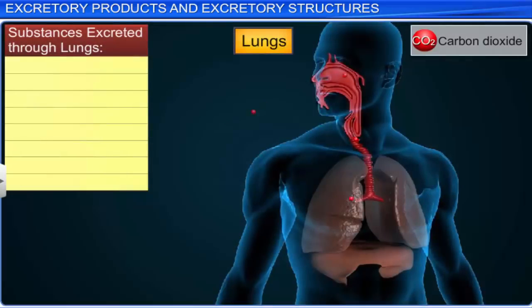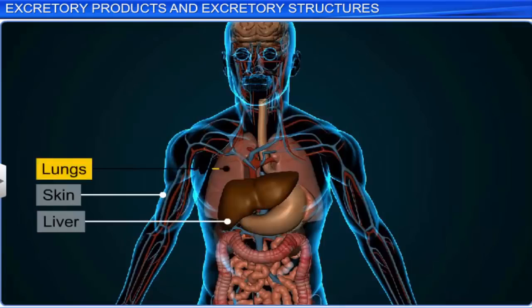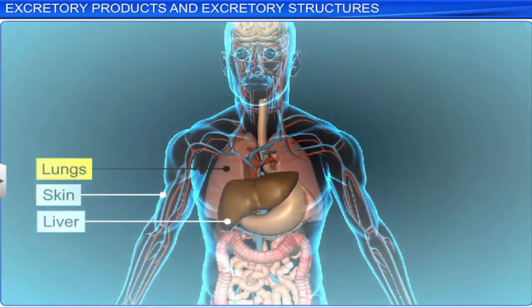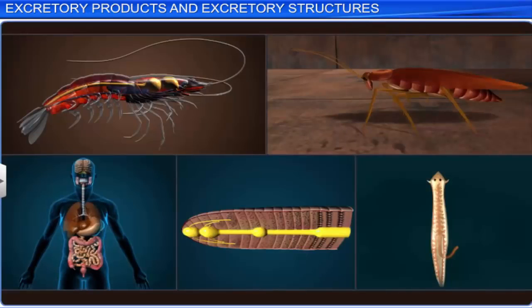The lungs are also excretory organs that help in the removal of large amounts of carbon dioxide, a byproduct of cellular respiration, from our body. In addition, the lungs also help in the removal of water. Besides the kidneys, the skin, liver and lungs, saliva too helps in the removal of small amounts of nitrogenous wastes from our body. Therefore, excretion is an important process which is vital for all living organisms.